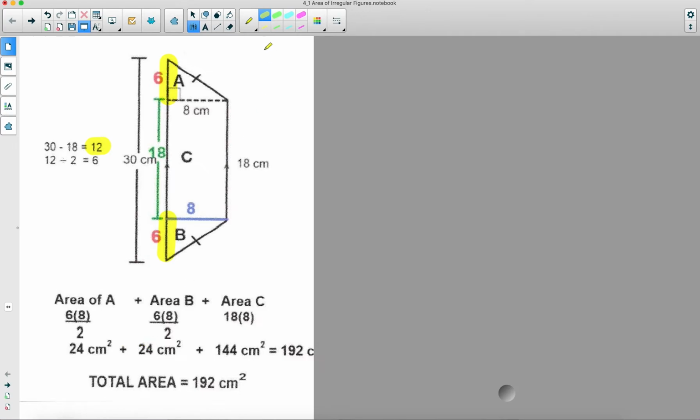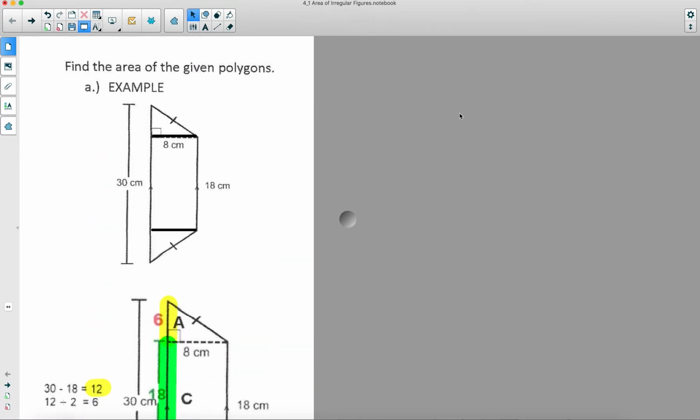Then for C, it's just a rectangle. So we have our base at 18 and our height at 8. So 18 times 8 is 144. Add together all 3 polygons, and we have a total area of 192 square centimeters. Okay, so pretty straightforward. We've done that numerous times before.